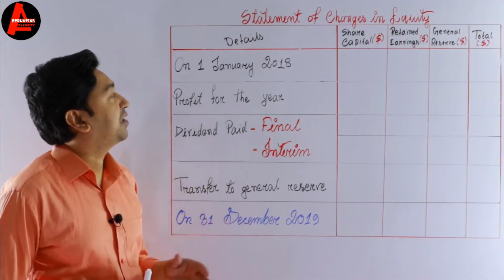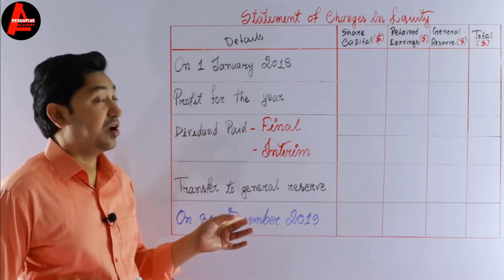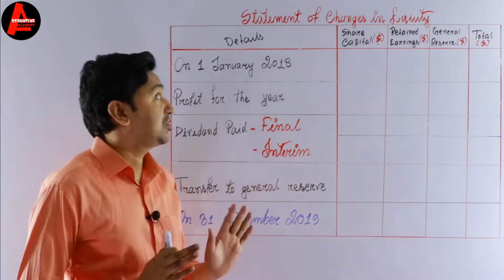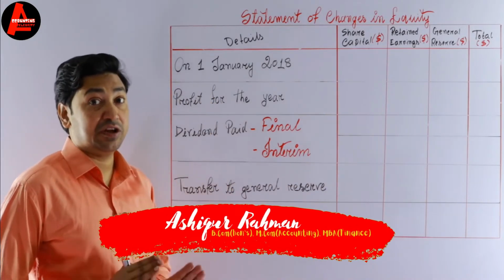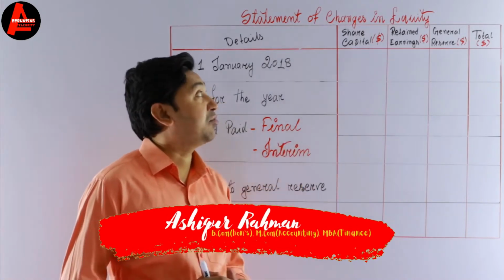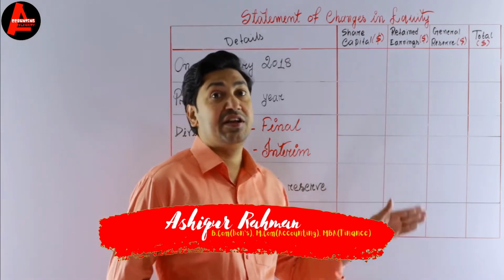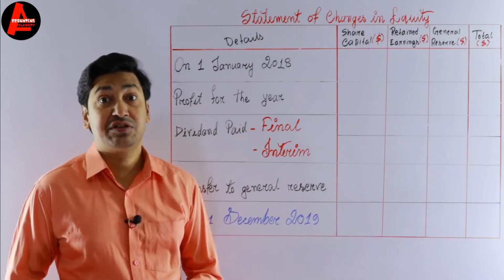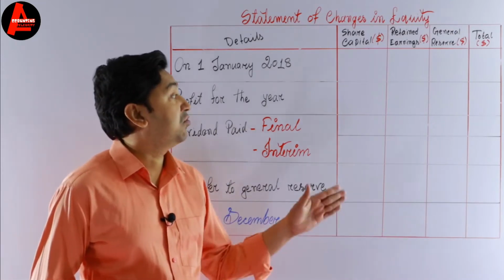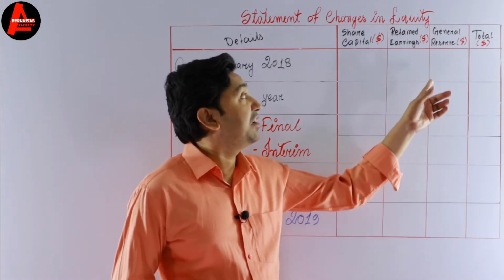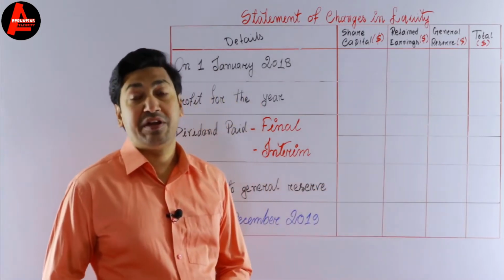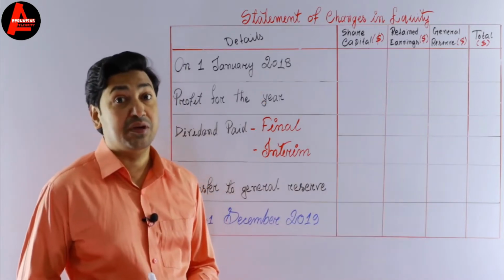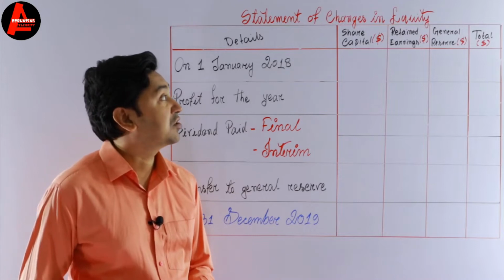Look at the format. Already we have drawn the format here, and this is the details of the question. Here we have the first column, the share capital. If we have share capital in the question, we will write it in this column. Then retained earnings: here you have to include the profit for the year. If there is any transfer to general reserve, it will be included in this column. Now, general reserve: any opening balance for general reserve will be recorded in this column, and any new general reserve will also be included.